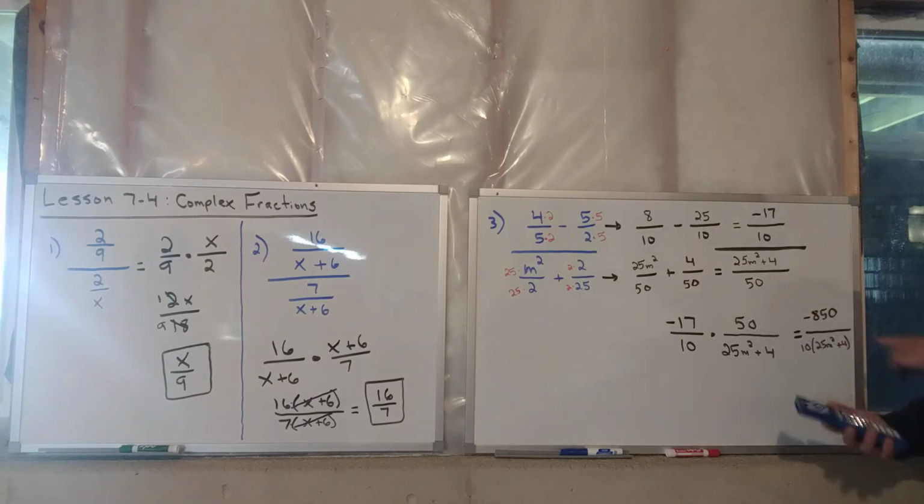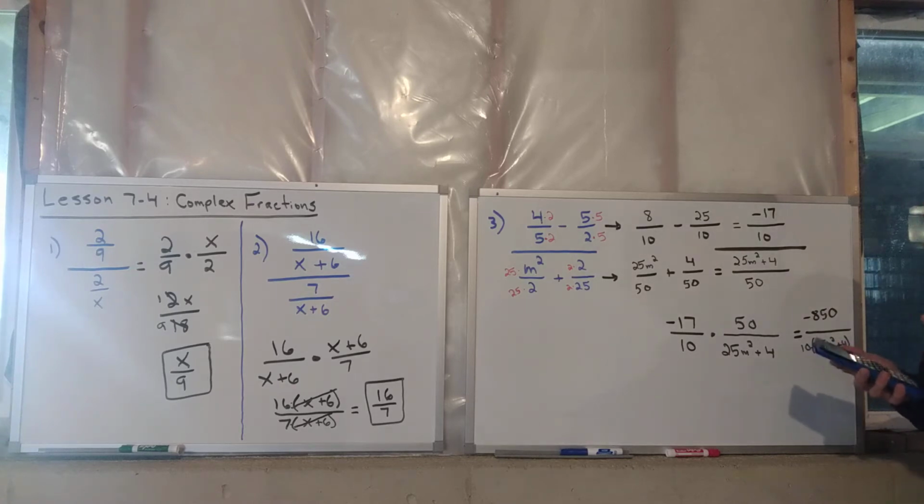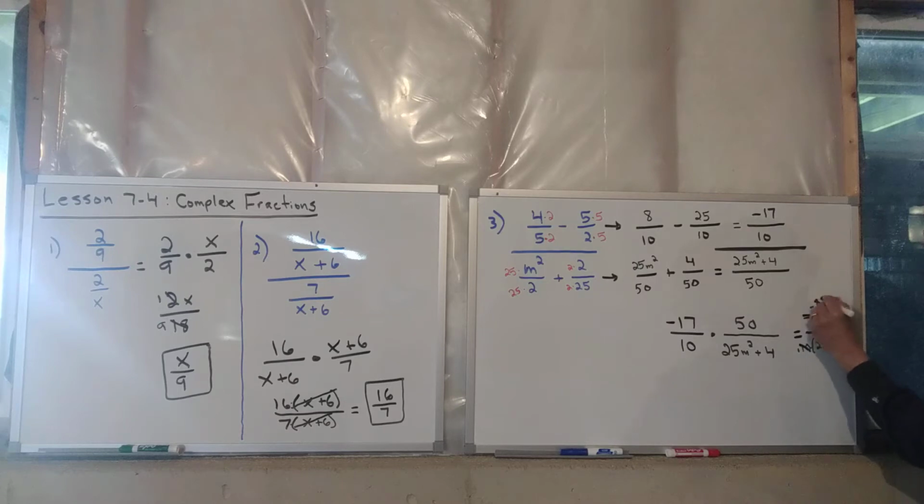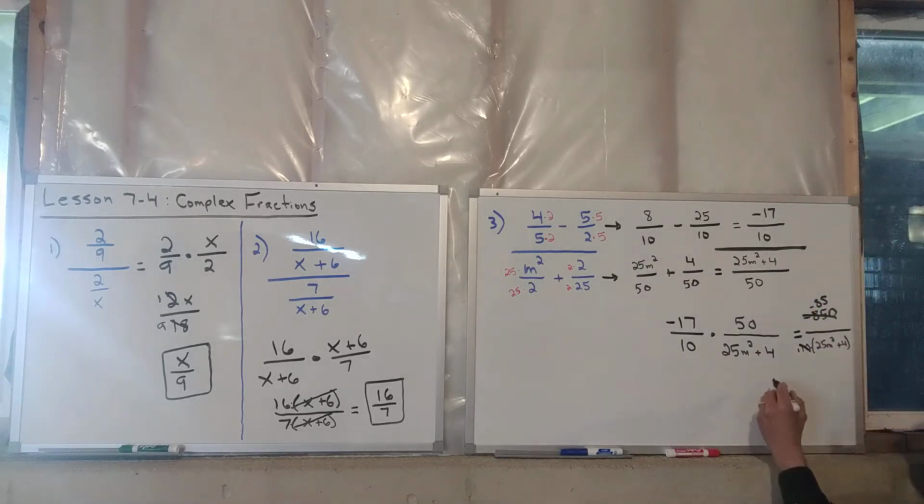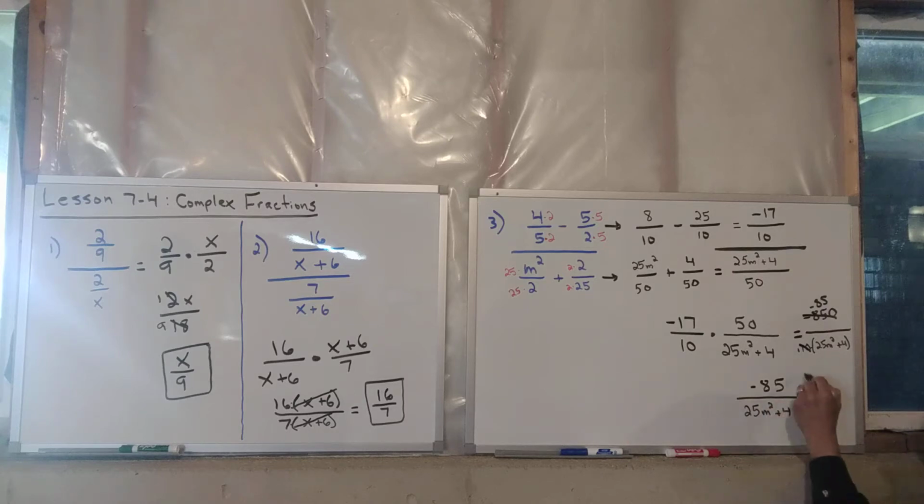Now, the reason is this negative 850 and this 10, they can reduce. Negative 850 divided by 10 is negative 85. So this 10 goes in once, this goes in negative 85, which means my final answer is going to be negative 85 over 25m squared plus 4.